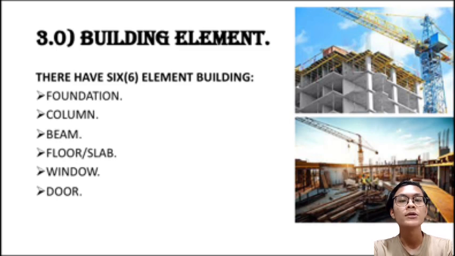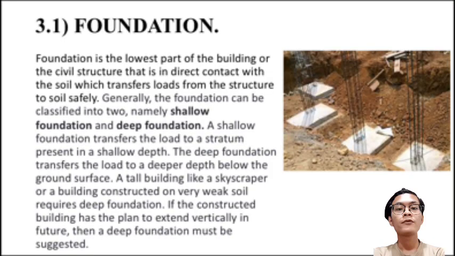3.0 Building elements. There are 6 building elements: foundation, column, beam, floor slab, window, and door. Foundation. Foundation is the lowest part of the building or the civil structure that is in direct contact with the soil, which transfers load from the structure to the soil safely.